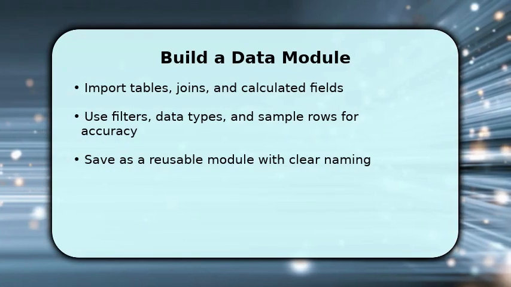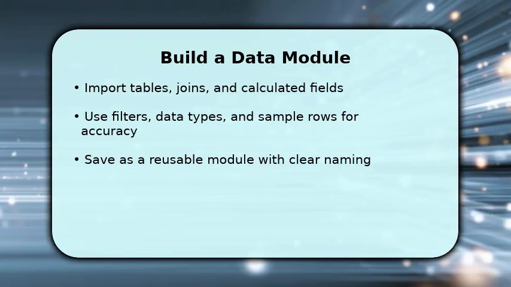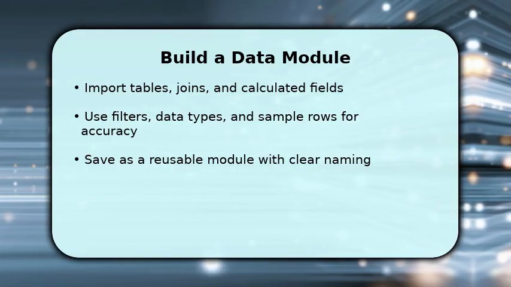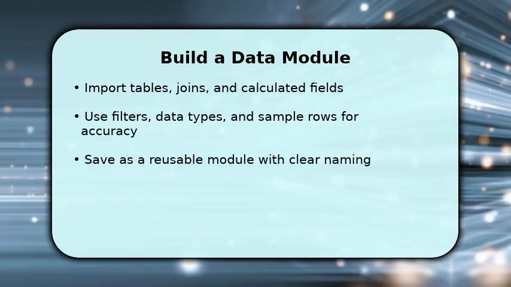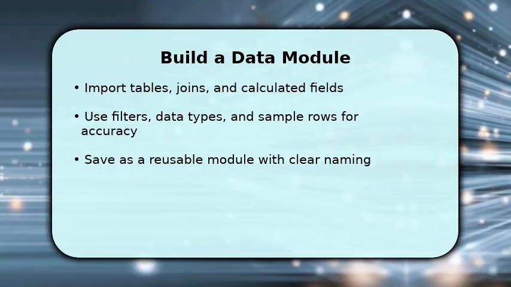Now you create a data module. Drag tables into the canvas and define joins. This controls relationships and prevents duplicate rows. Once you add calculated fields, experiment with sample rows to validate logic and data types. Mismatched types cause errors later.